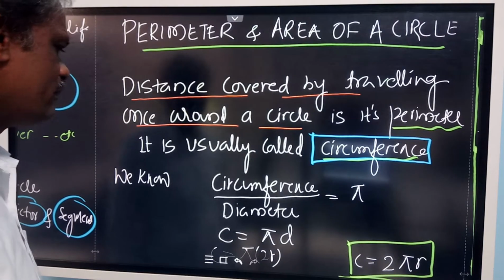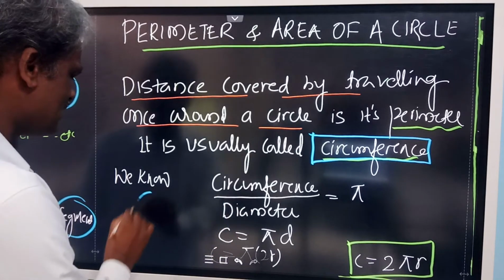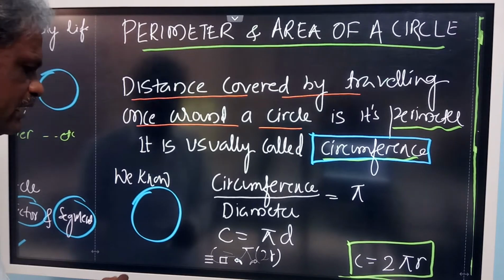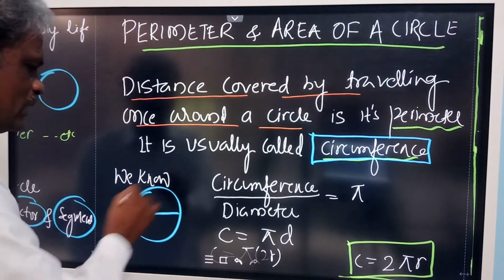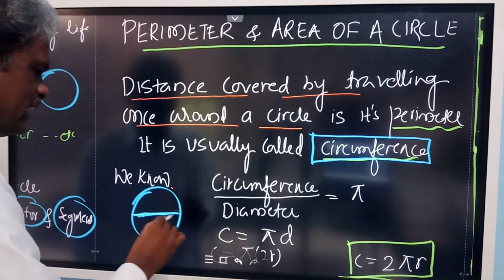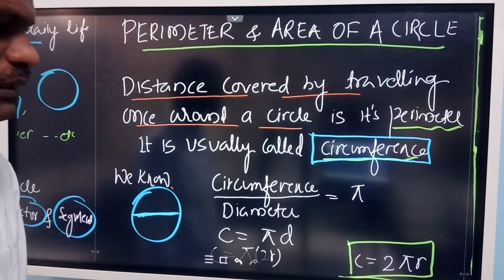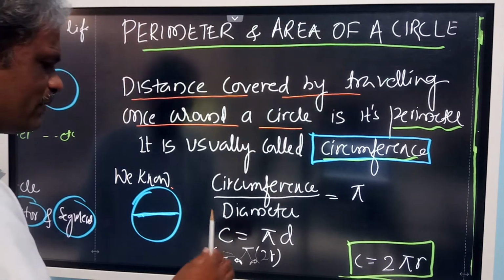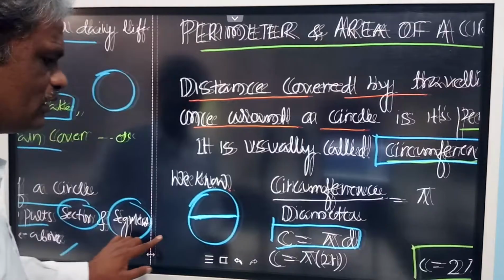How do you get the circumference? Circumference divided by diameter. You take any circle, find out the total length of this, then divide by its diameter. This is the diameter, this is the perimeter. When this perimeter or circumference is divided by diameter, you will always get pi, a constant value. Now transfer this diameter to the right side. Circumference is equal to pi into d.